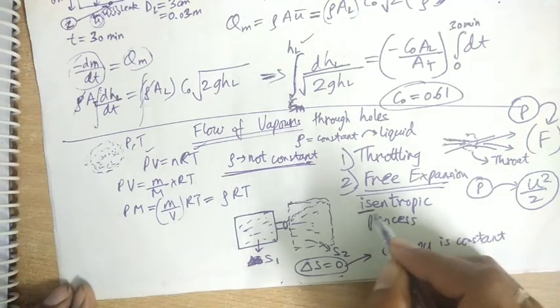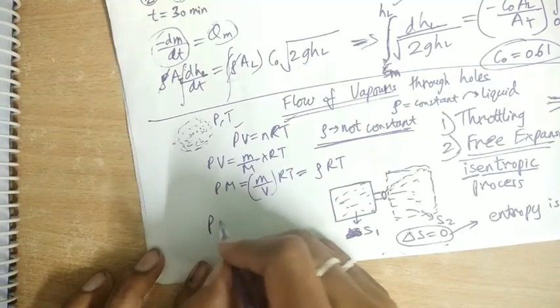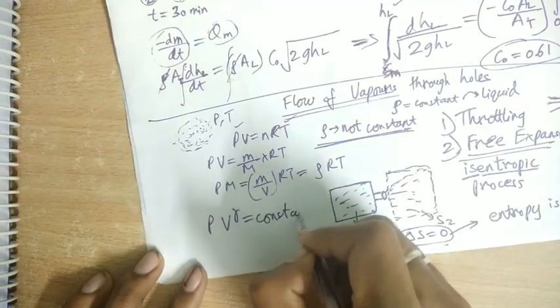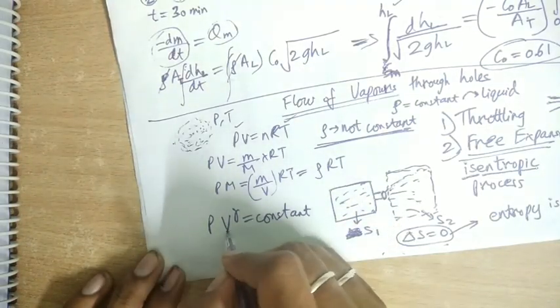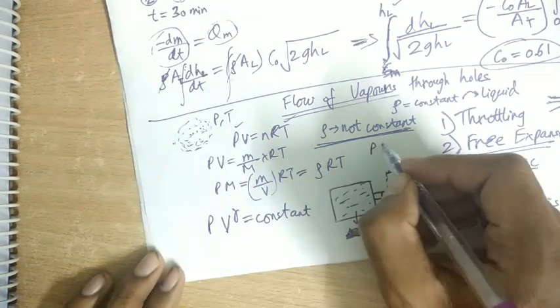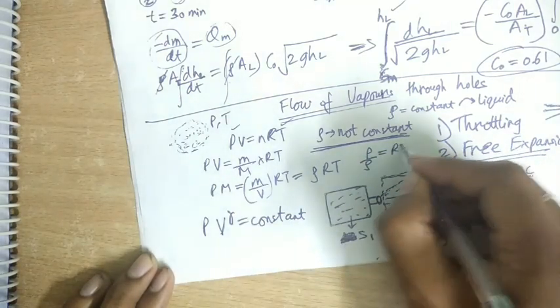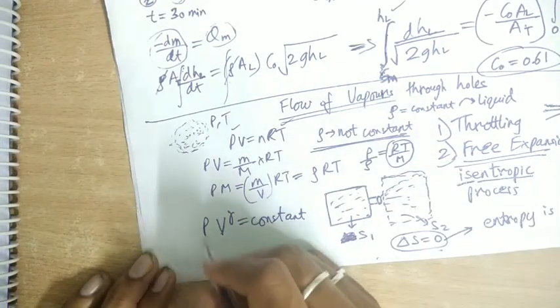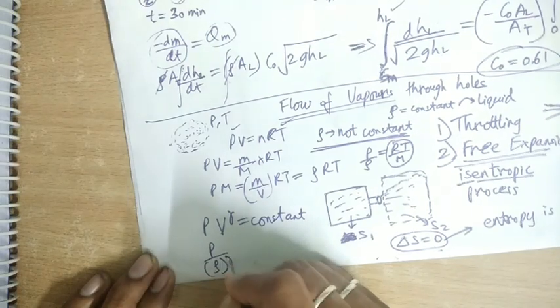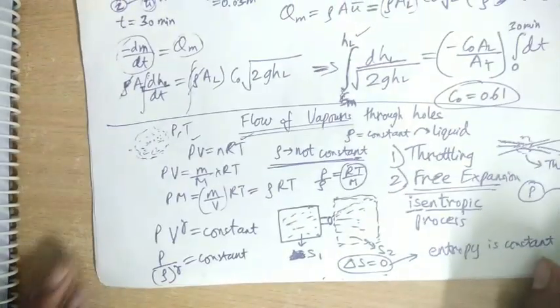So isentropic process. What we can say here is that P V to the power gamma is constant for these processes. As a result, if we write V in terms of density, P upon rho is equal to RT by M, which is constant. So P upon rho to the power gamma is constant. We will use this in the further derivation of flow of vapors.